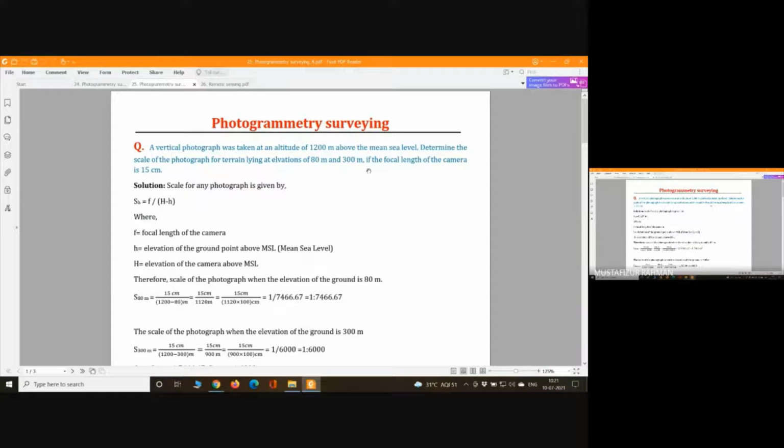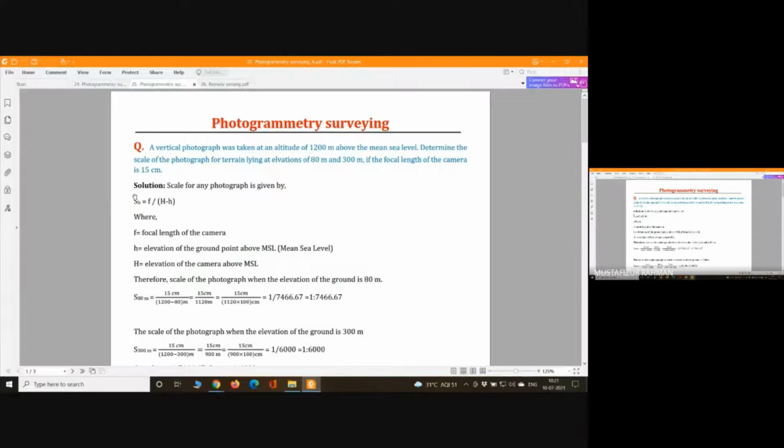And when the RL of the ground changes, the scale will also change. Focal length is given. We have to find out the scale. So we know the formula. We have to remember the formula. We derived it, or if you don't remember, you can quickly derive it also, right?